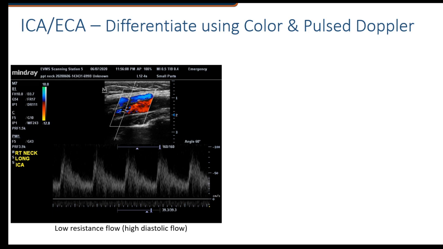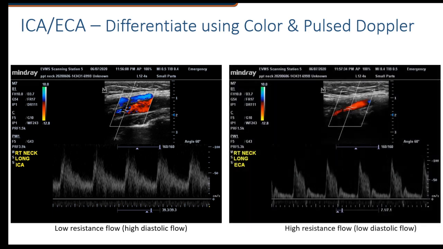In contrast, the ECA is feeding the face, and it has a lot of branches coming off immediately. You have to have a bit of a higher pressure system, or high resistance system, in there in order to force that blood up to the vessels that it's feeding. So we have that upstroke. It's a bit of a sharper upstroke. It might even be at a higher velocity than the CCA.